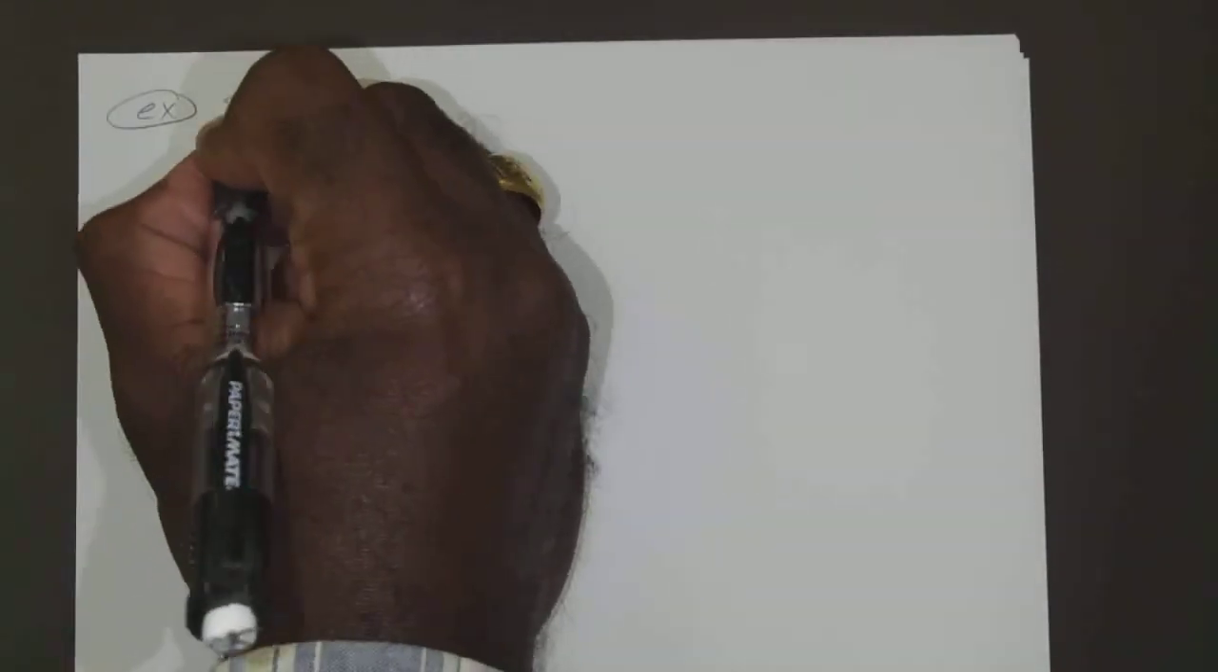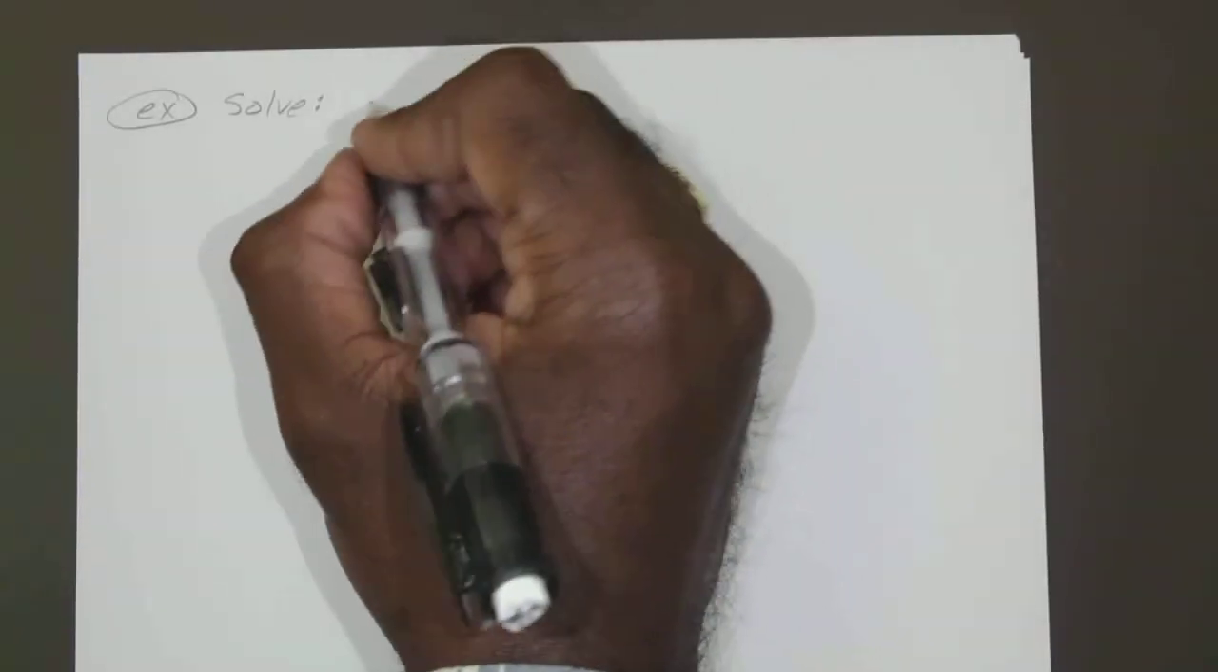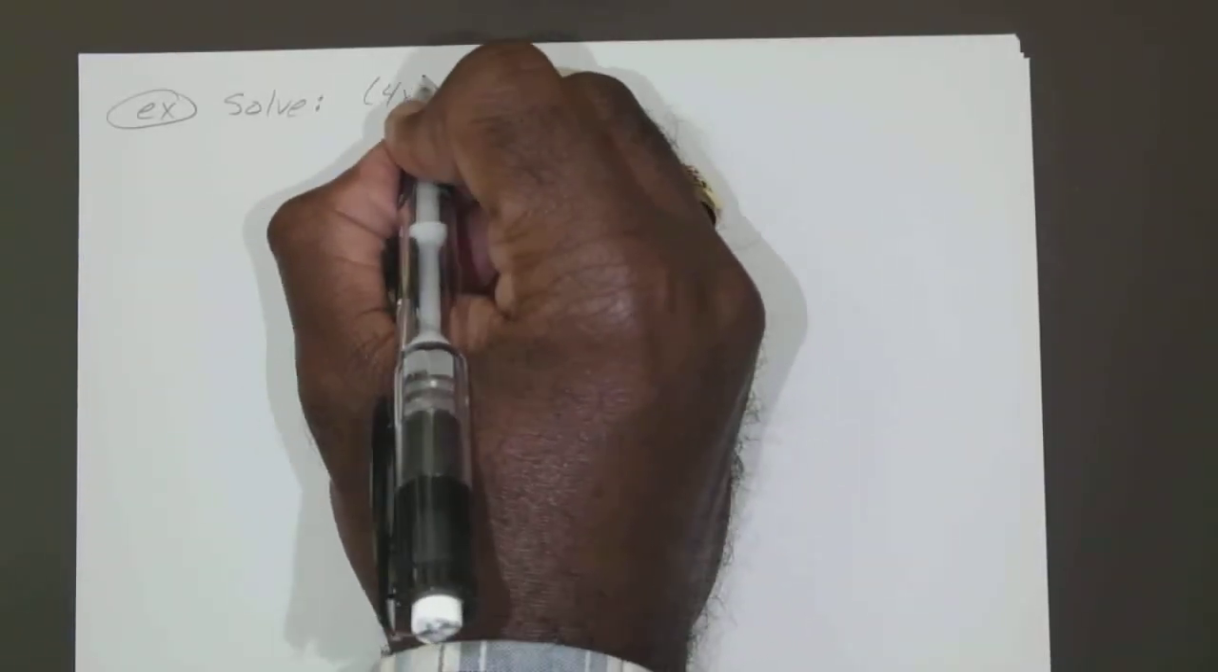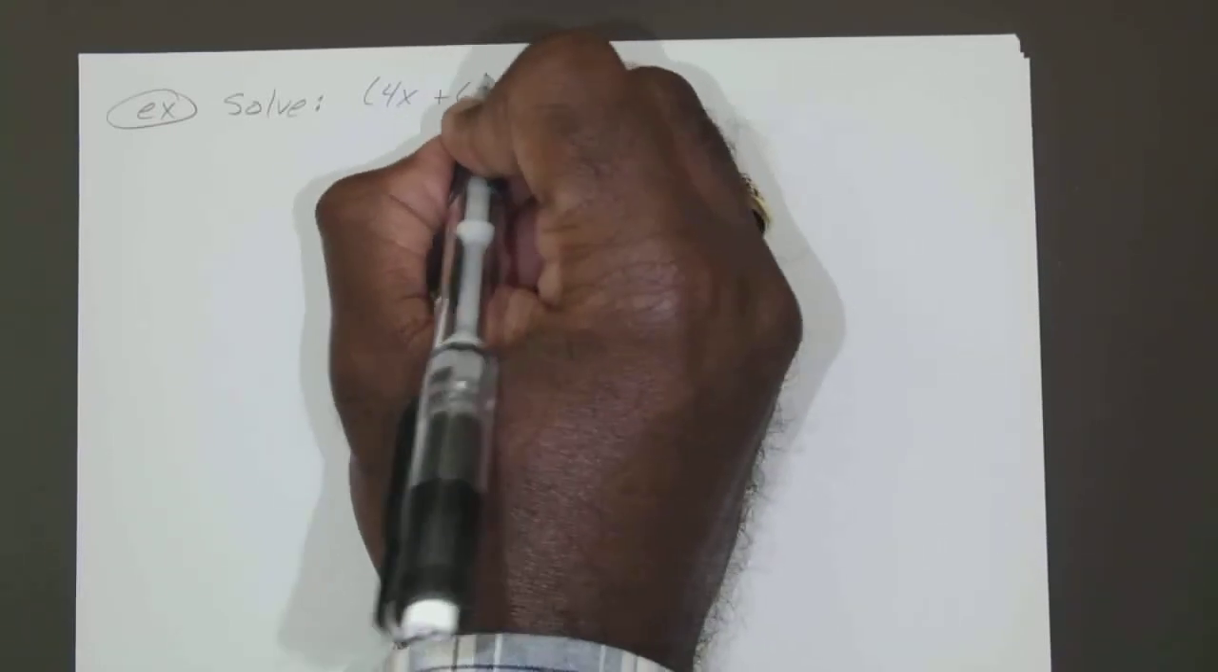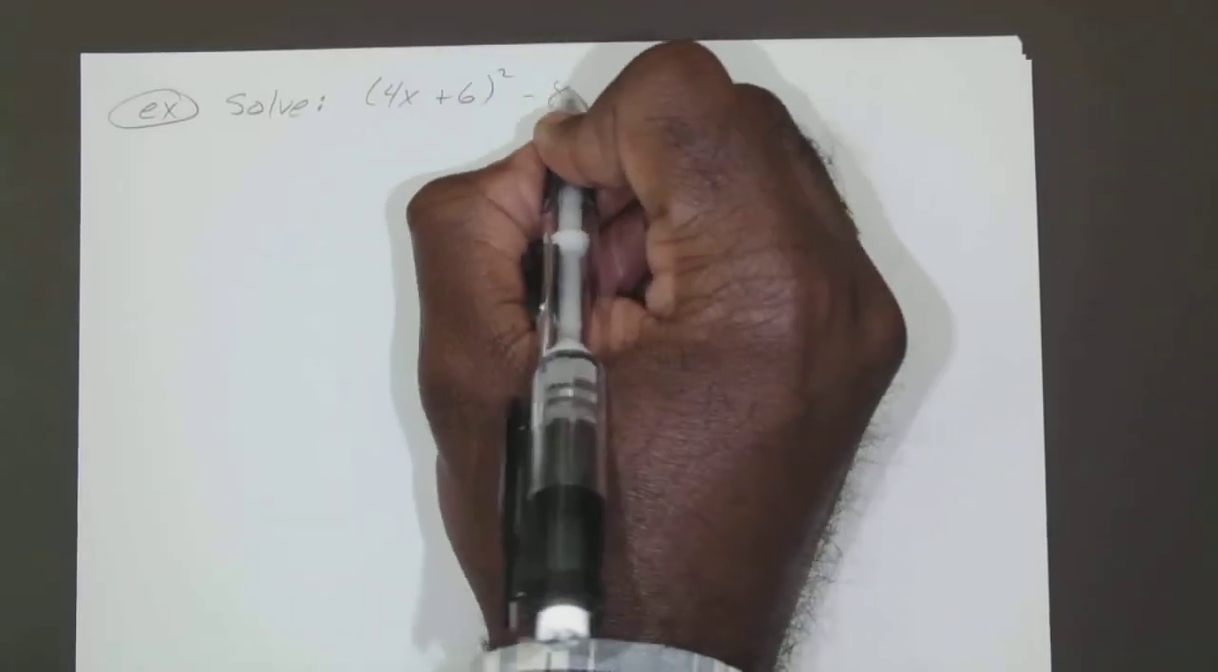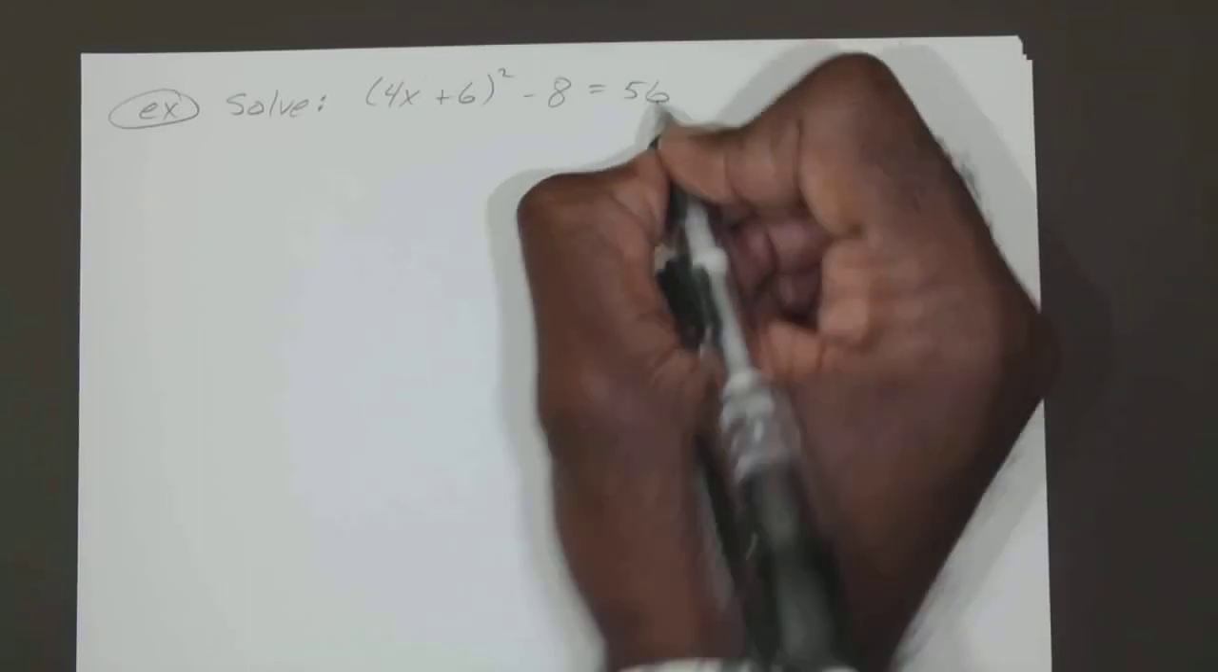Okay, so let's say, for example, we wanted to solve, say, 4x plus 6 squared minus 8 equals 56.